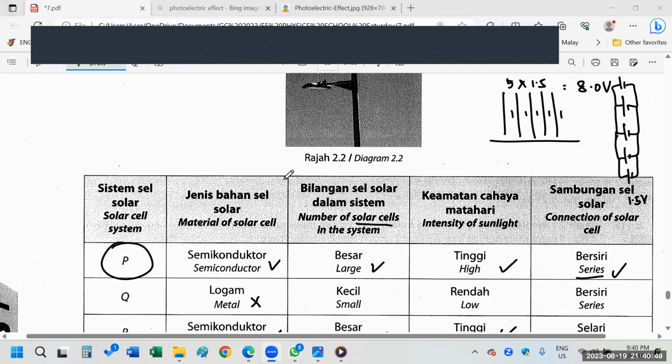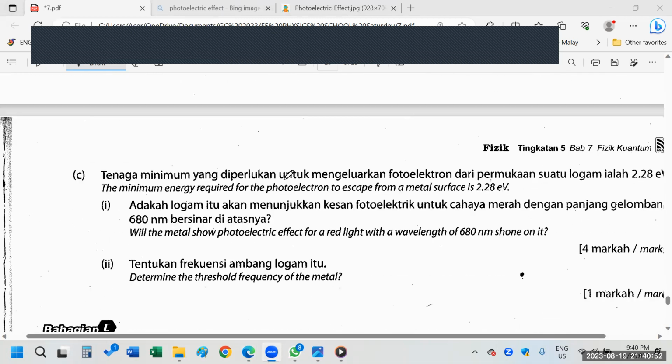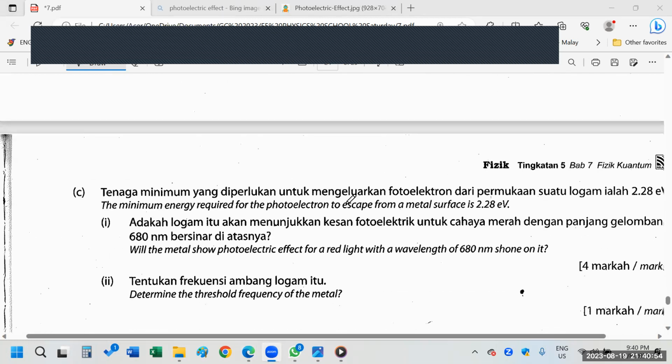Okay, so far we finish until here. Next week I might get 2 classes, 1 class for Form 5 and 1 class for Form 4. We will see how to solve the questions with eV instead of joules.